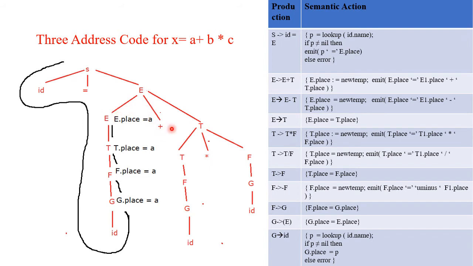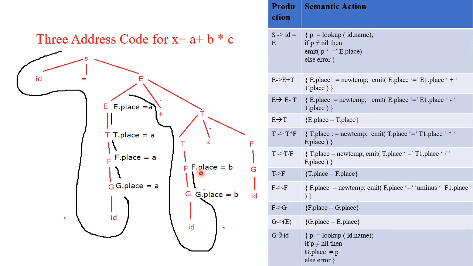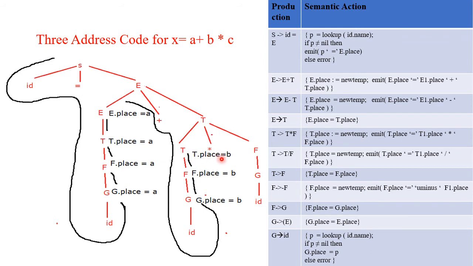Then continuing this traversing, when we reach here, we have to perform the corresponding semantic action. The semantic action is G.place equal to B. When we reach here, we have to assign F.place equal to B. When we reach here, this T gives F, so T.place equal to B.